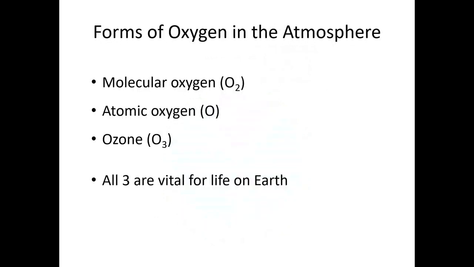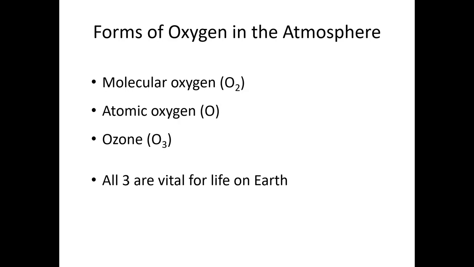The most common form of oxygen is molecular oxygen, which is two oxygen atoms that are bound together into a molecule of oxygen made up of two oxygen atoms. Atomic oxygen is when you have a single oxygen atom on its own, not merged with another oxygen atom. Those are actually very rare.